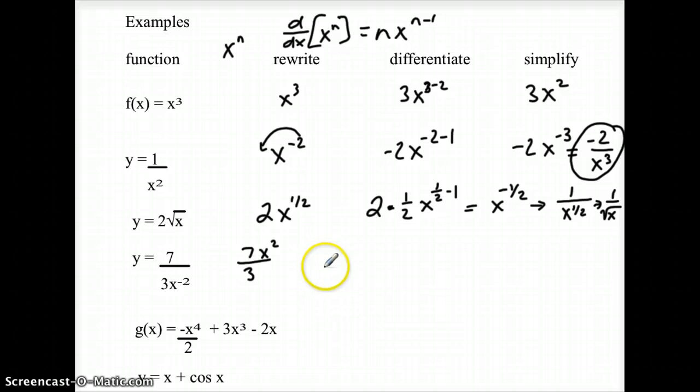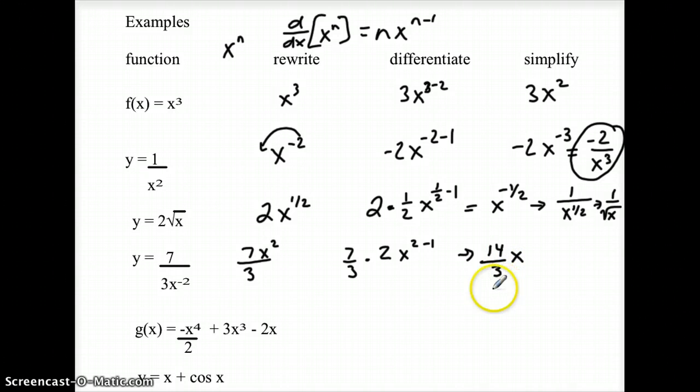So now we're ready to take the derivative, because it's in the form x to the n with a constant out in front. The 7/3 is the constant. So the derivative is 7/3 times the derivative of x squared. So 2x to the 2 minus 1. So 7 times 2 is 14, so we have 14/3 x to the first.